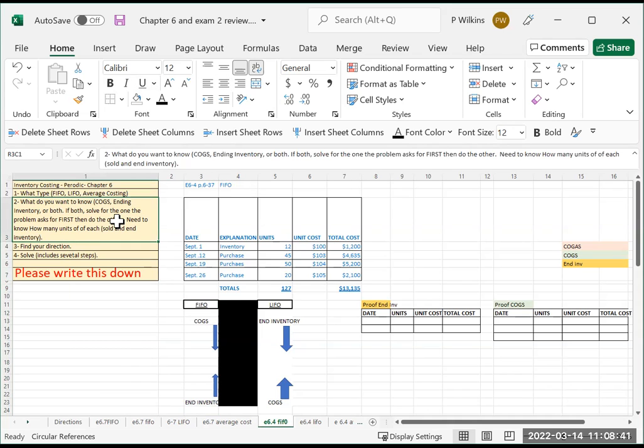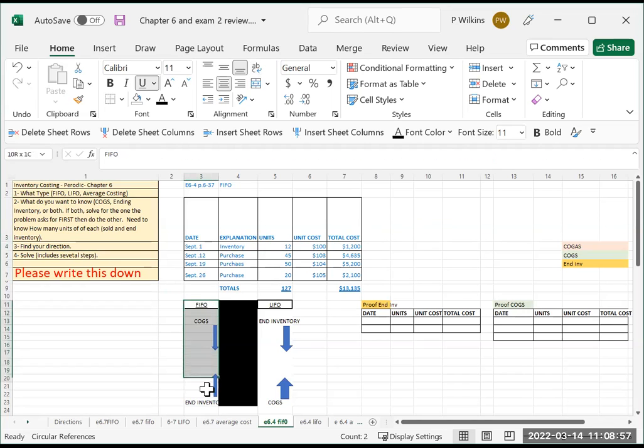What do we want to know? Cost of goods sold. If it asks you for both, you solve for whatever it asks you for first. This problem asks for ending inventory first, but I'm telling you we're just going to do cost of goods sold. Find our direction. So if we look at the chart for FIFO, on the left hand side of that black box, we see that FIFO cost of goods sold starts from the top down. Top down, that's our direction. Number 3, find your direction, top down.